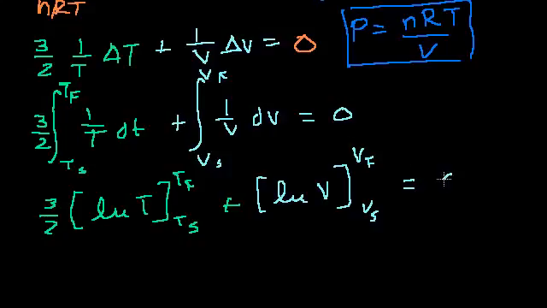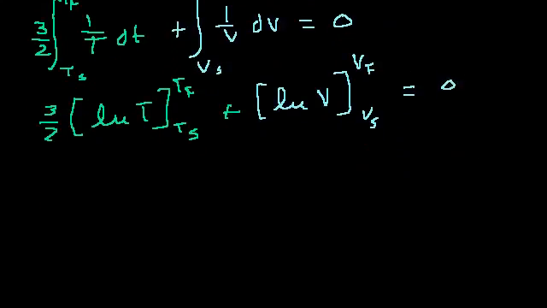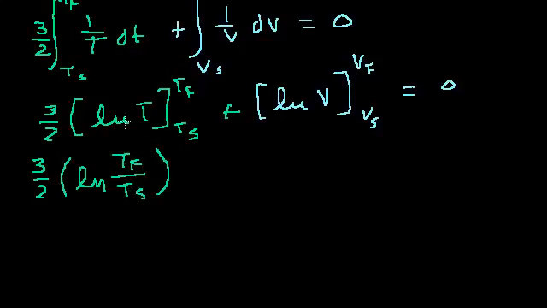So this is still equal to 0. Let's see what we can do here. We could rewrite this green part as 3/2 times the natural log of Tf minus the natural log of Ts, which, using our log properties, is the natural log of Tf over Ts. When you evaluate, you get the natural log of Tf minus the natural log of Ts. That's the same thing as this.